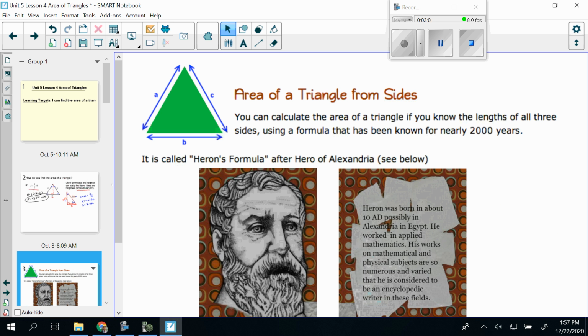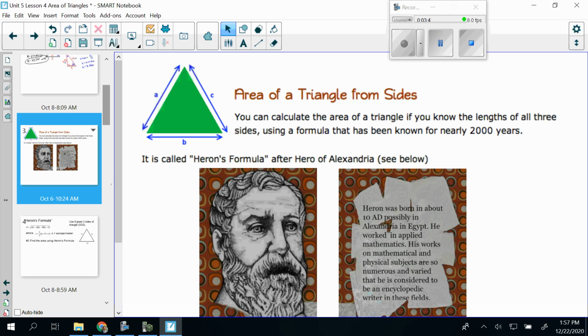Another way we're going to look at finding it is if you know all three sides of a triangle. You can calculate the area of that using a formula that's been around for over 2,000 years called Heron's Formula. It's after Hero of Alexandria. So this guy was born just after the switch from BC to AD, 10 AD, in Egypt, and he worked in applied mathematics and figured out a way to do this if you have all three sides. So we're going to look at that here today.